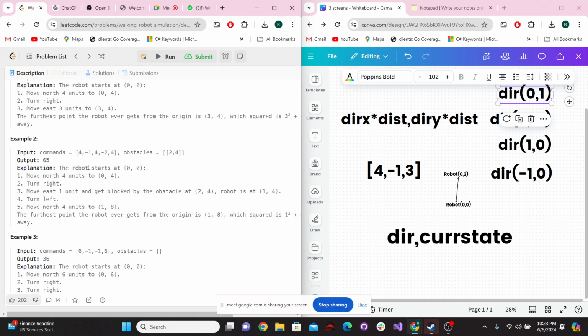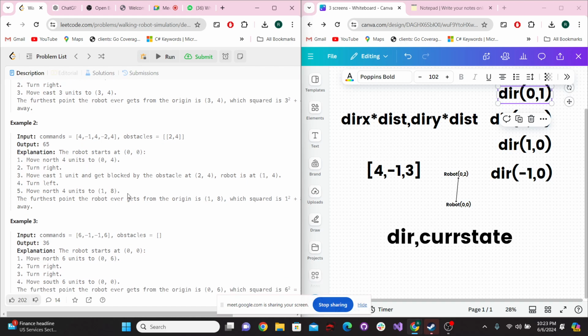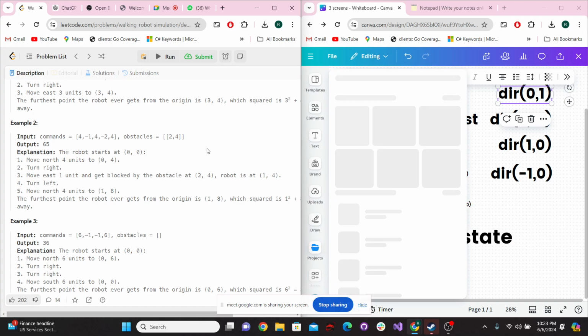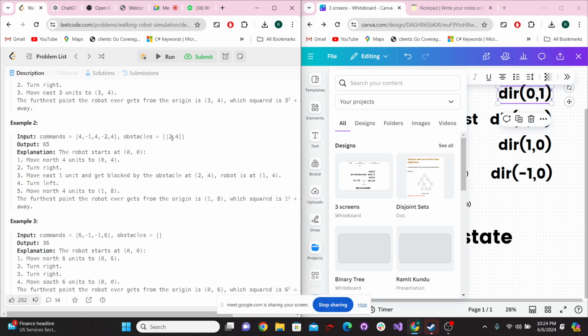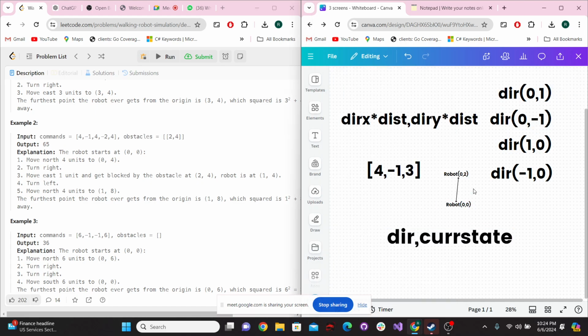How do we optimize this further? Because right now the approach I'm thinking is that if I am at a certain position and I'm moving to another position, I iterate through all the obstacle arrays. I see which x values are the same, and if the y value is lying in between them. Easy way, hash map.